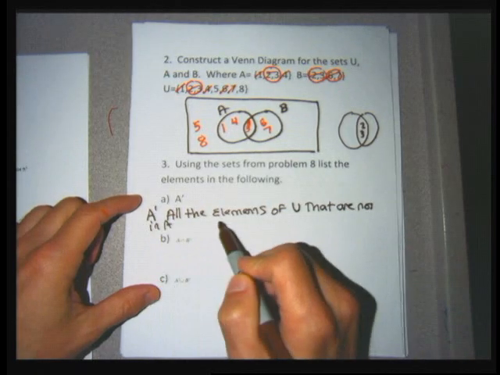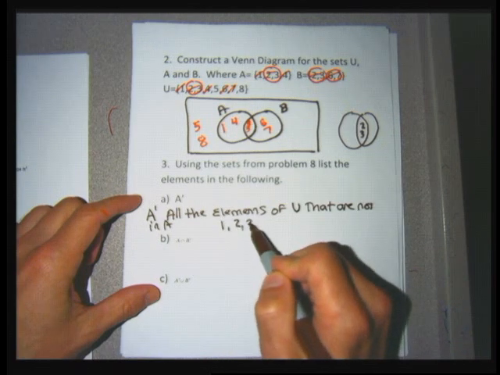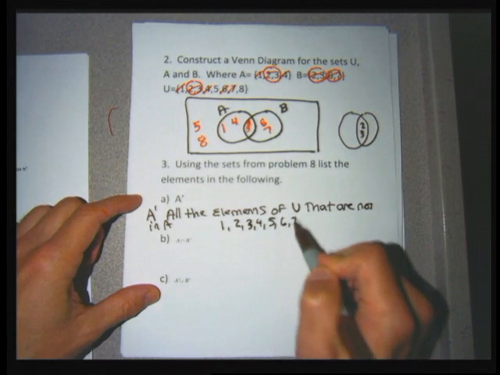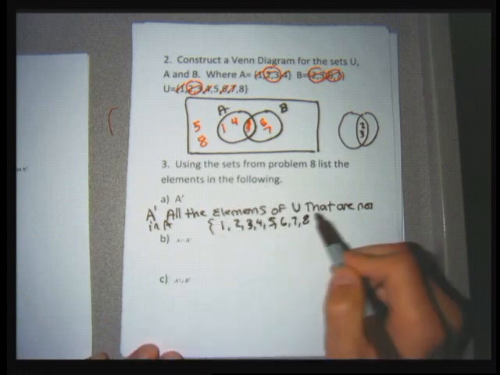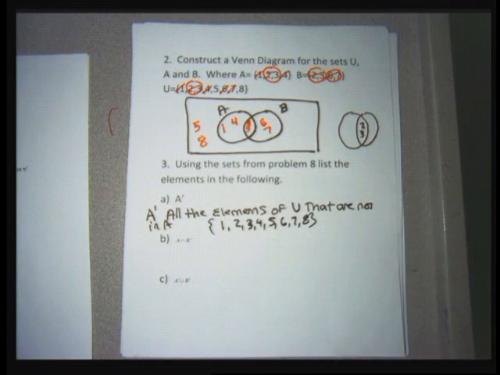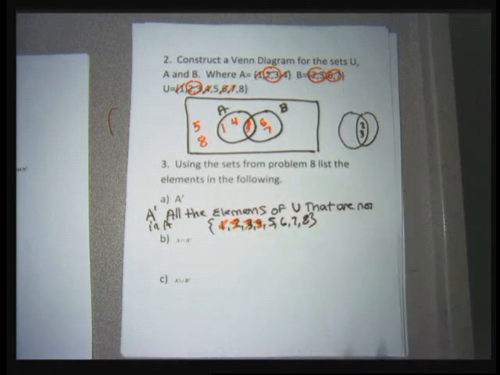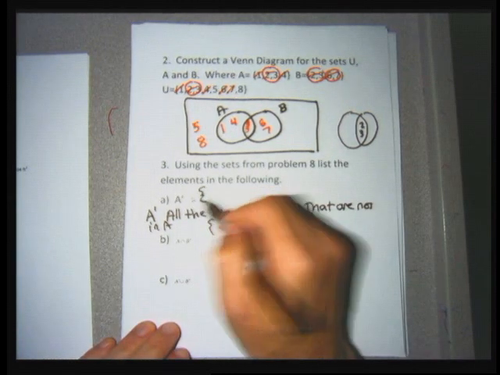So to find A complement, if I look at the U set, it contains the numbers 1, 2, 3, 4, 5, 6, 7, and 8. If I want to find the elements of U that are not in A, I'll just cross out the elements of A from the listing of U. And after I cross out the 1, 2, 3, and 4 that make up A, what I'm left with are the 5, 6, 7, and 8.